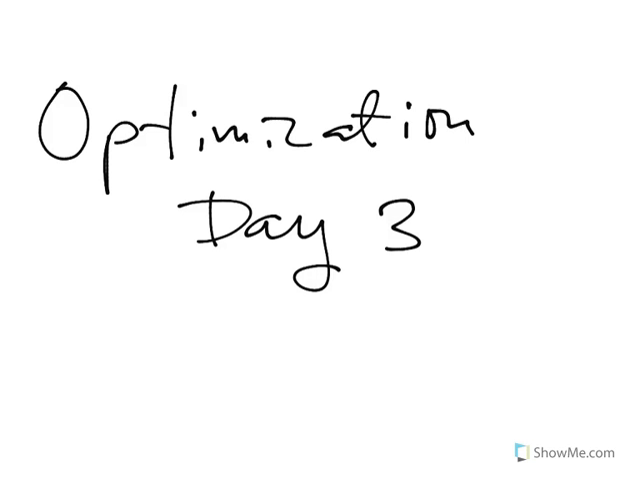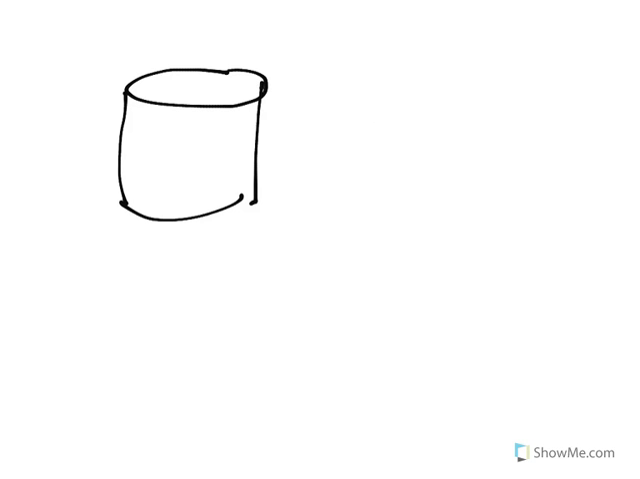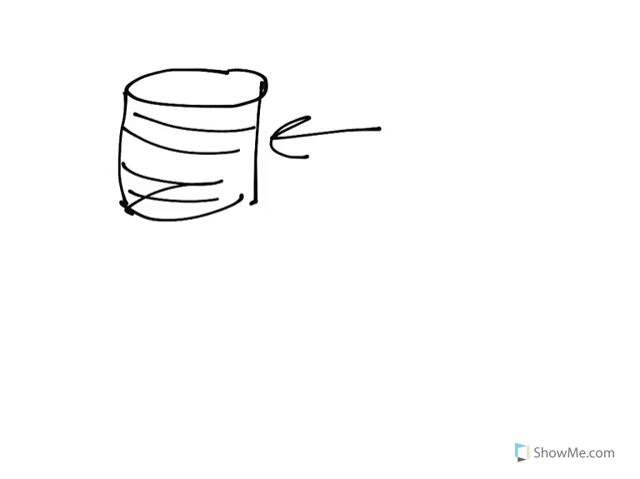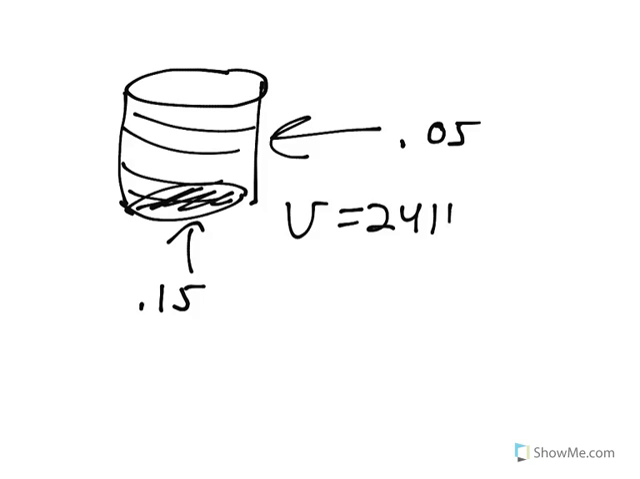I want to go over a few more optimization scenarios. Here's one that's got a cylinder. This is an open top cylinder, and we're told that the sides, basically this part of the cylinder, are made out of a different material than the bottom, and there is no top. So the bottom costs 15 cents per square unit, and the sides cost 5 cents. And they tell us that the volume is 24 pi.